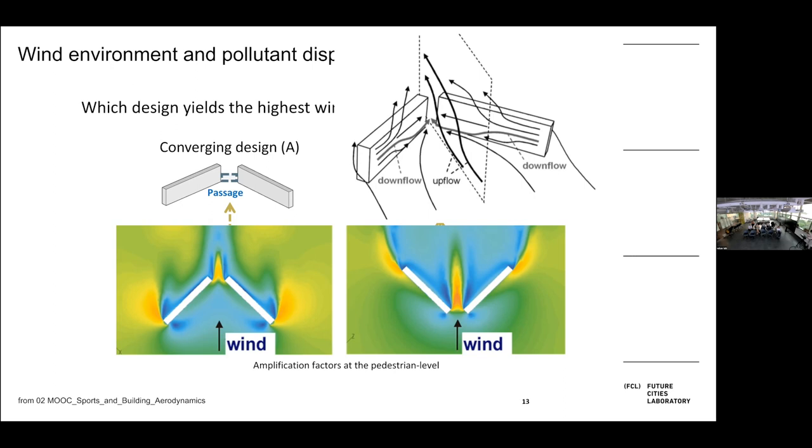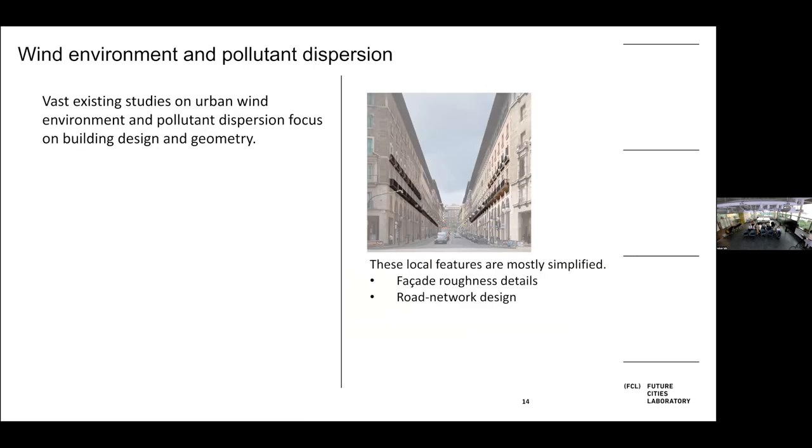Okay, so this is a question that architects or urban planners would be interested in. But obviously, we need a scientific approach to figure out the correct answer. Then I will move to a research gap in this research area. A vast number of existing studies on urban wind environment and pollutant dispersion focus on the building design and the geometry.